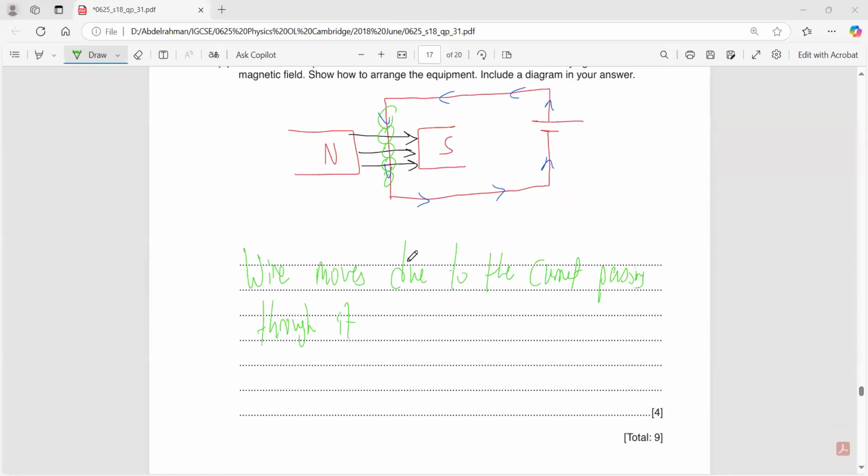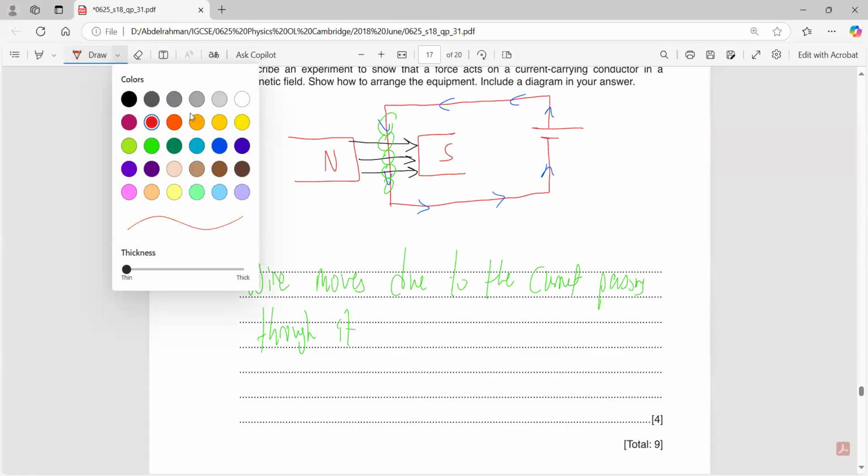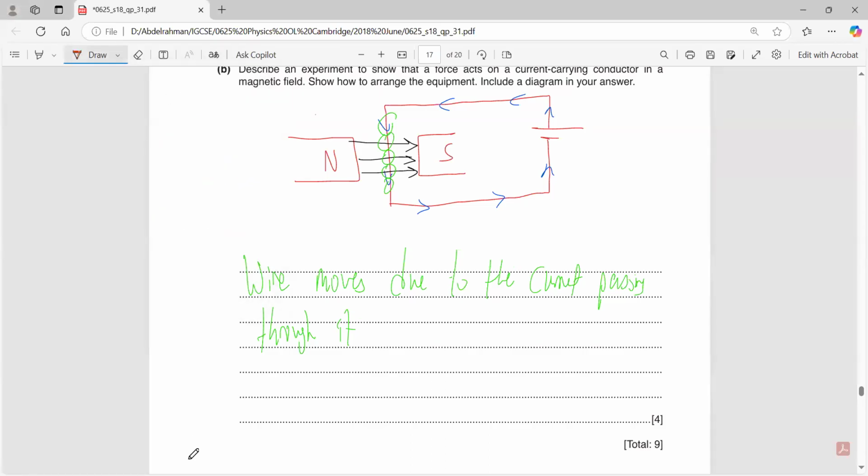Yeah, that's it. The wire will move either upwards or downwards. I don't care which. It's 4 marks because you have to draw a rather good diagram, not an excellent one. You have to draw the battery, the magnetic field, the wire, and the current in the wire. You have to draw a lot of things. That's why you need to draw on this question.